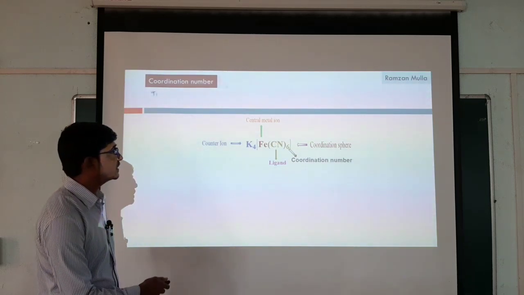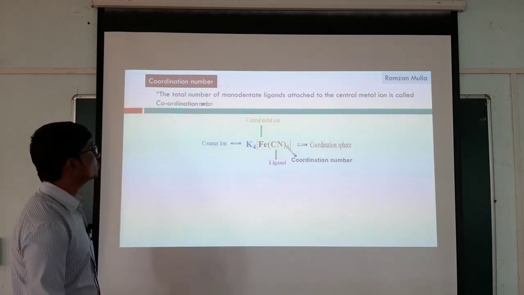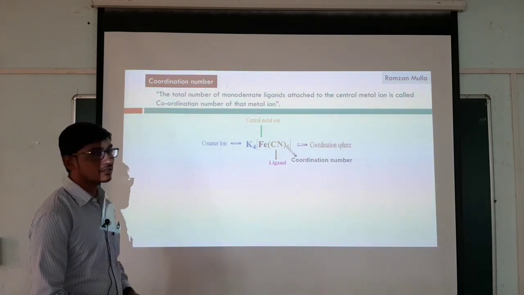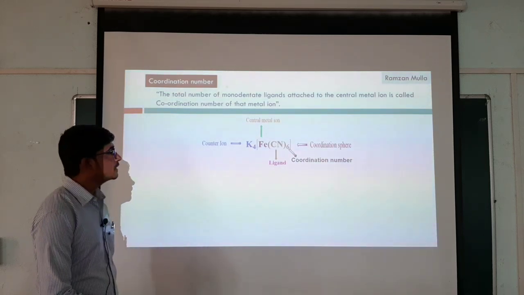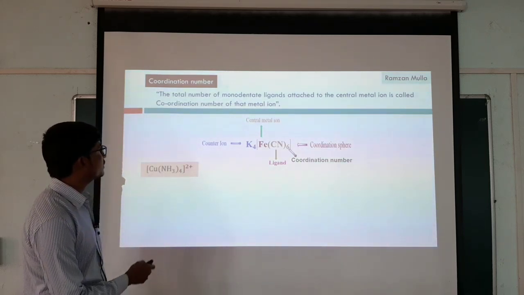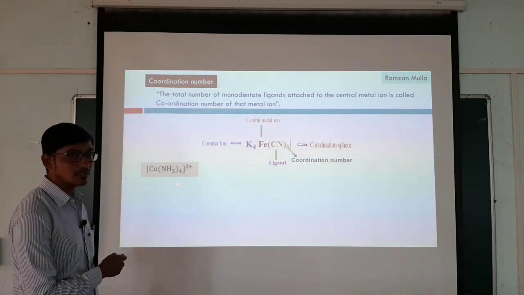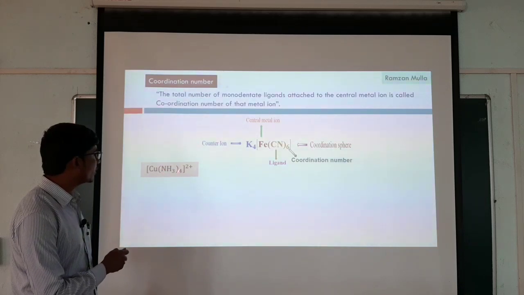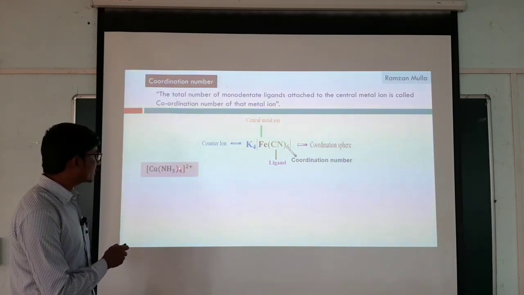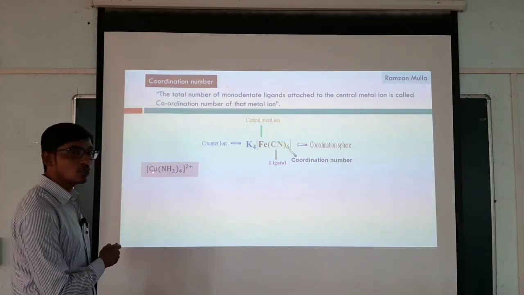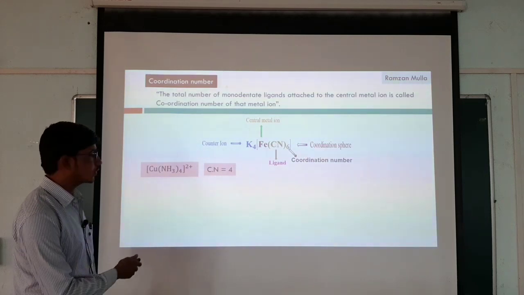Now we have the definition here. Coordination number is nothing but the total number of monodentate ligands which are directly attached to the central metal ion. We will see some examples for it. Here I have a copper complex. In this copper complex, we have 4 ammonia ligands. Therefore this 4 indicates the coordination number of this copper metal. Here we have coordination number 4.